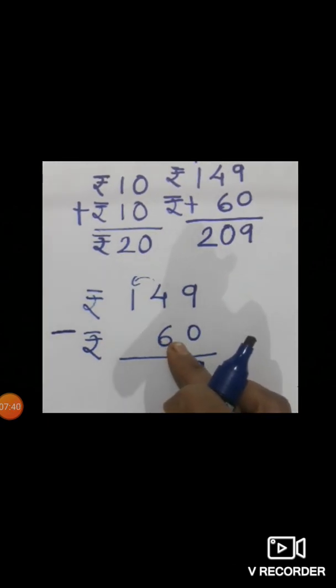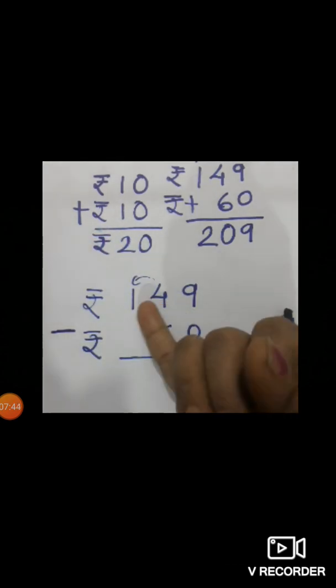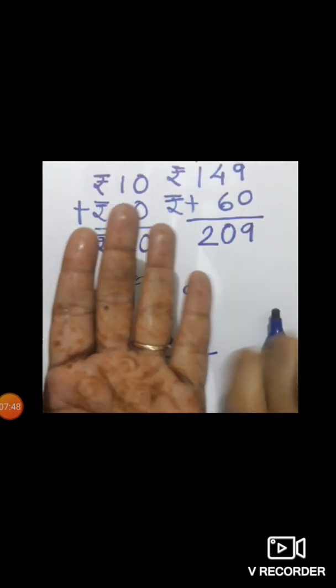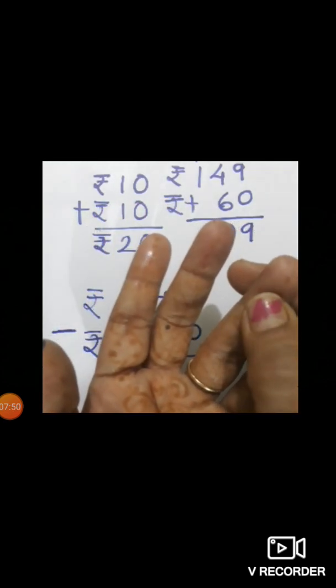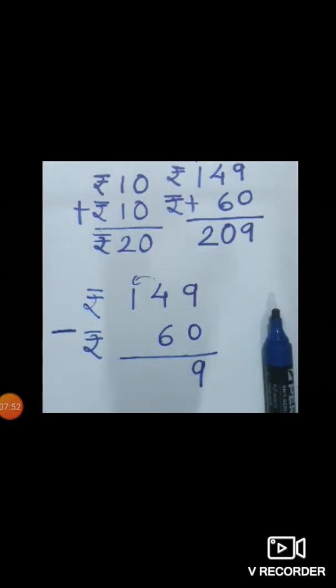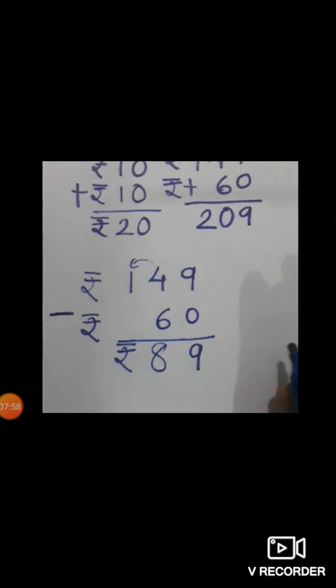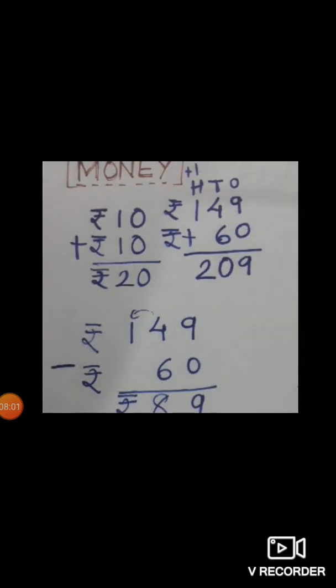We'll take away 6. So what we will do, we'll do backward counting. You take 6 fingers up. Now this is 14. So what comes before 14? 13. Start from 13. 13, 12, 11, 10, 9, 8. So 8 is the answer. So how much is left now after subtracting? 89.